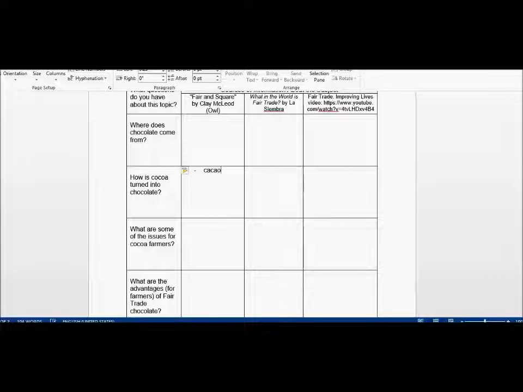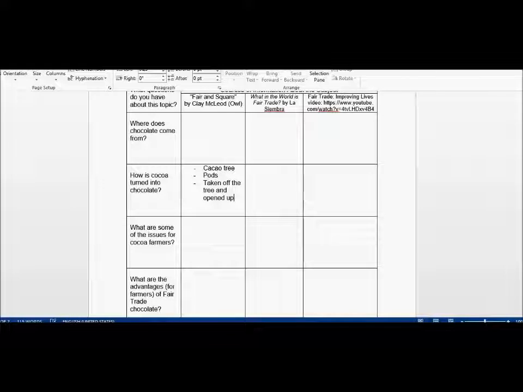So you can write down, when you're writing down notes, you don't want to write down complete sentences, but keywords and phrases. So it starts with a cacao tree, and there are pods that are taken off the tree and opened up, and we also learned about some of these things when we were doing the split image routine, so you can put some of the information in this column.